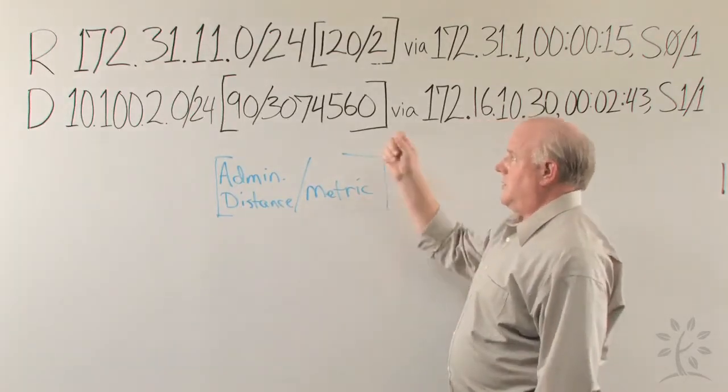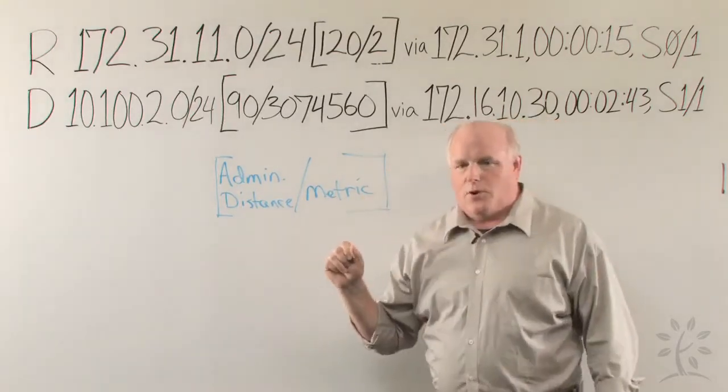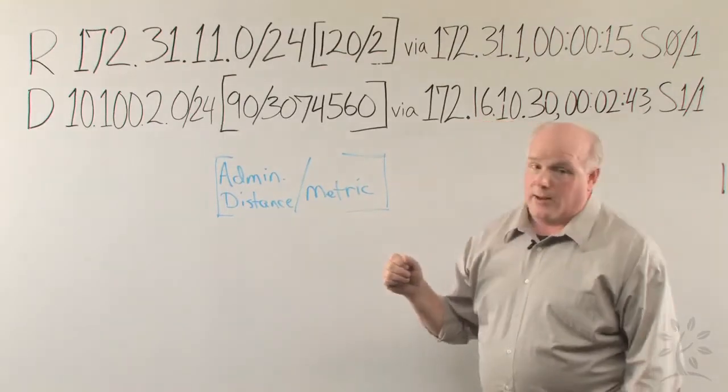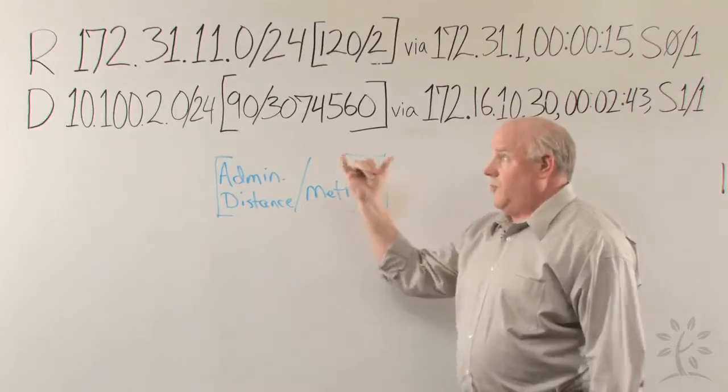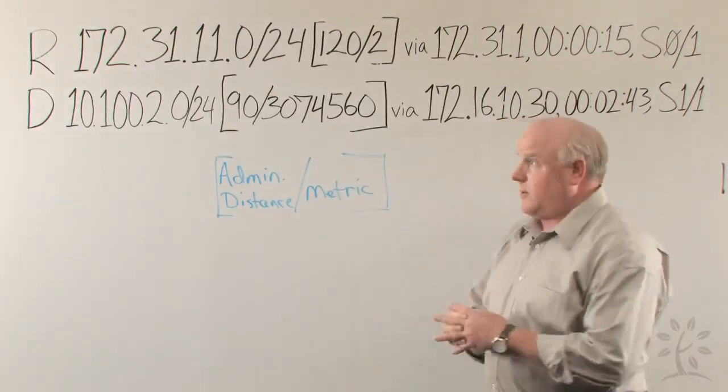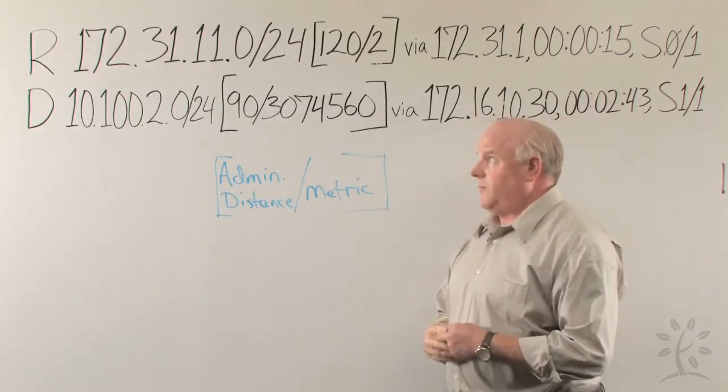The metric is the calculation that the protocol uses to determine the best path to the network. Now that you understand just a little bit more about what's going on inside this output, I think you're ready to play with it. So I have a couple of challenges for you to try out.